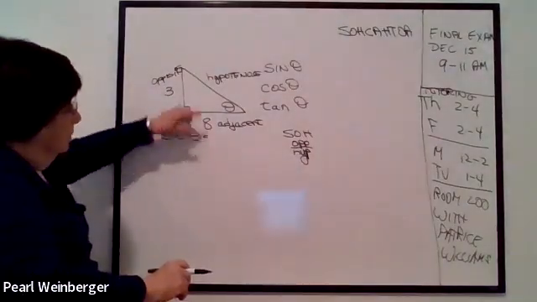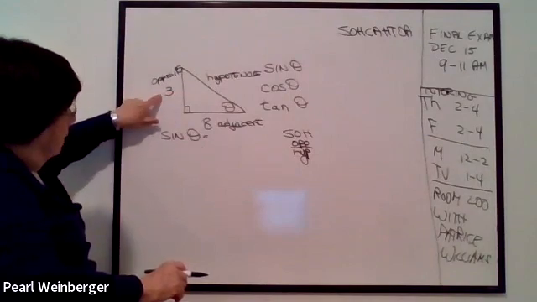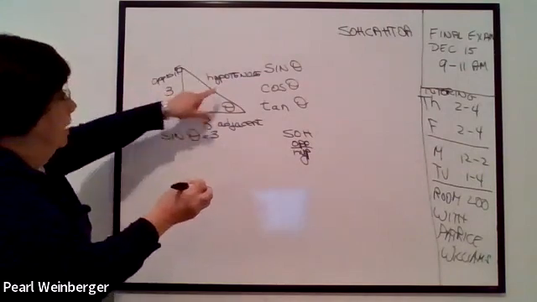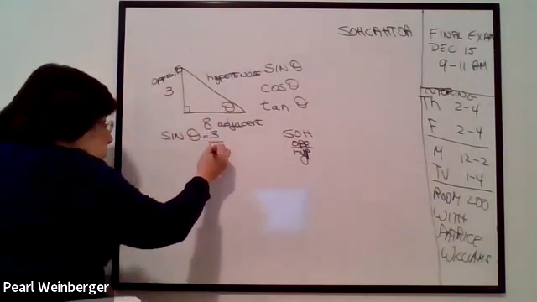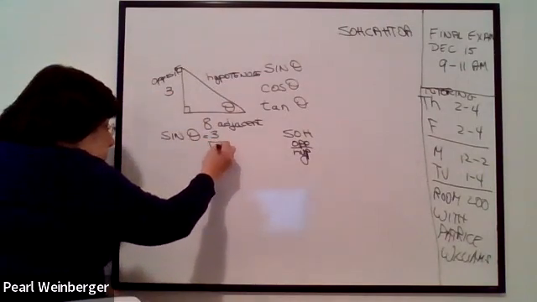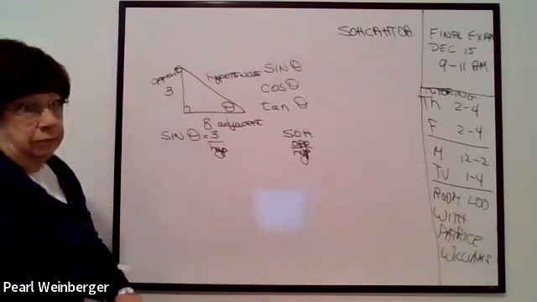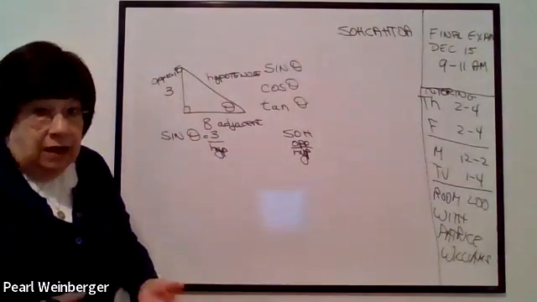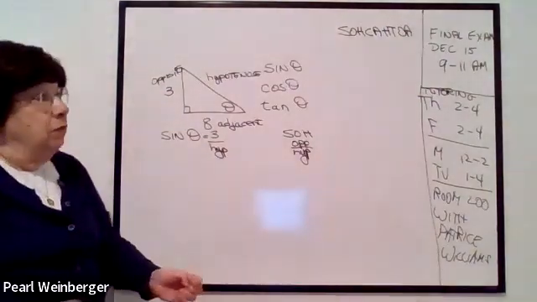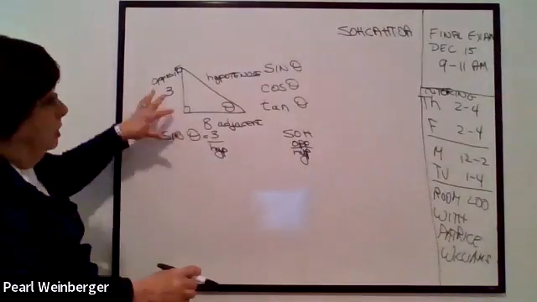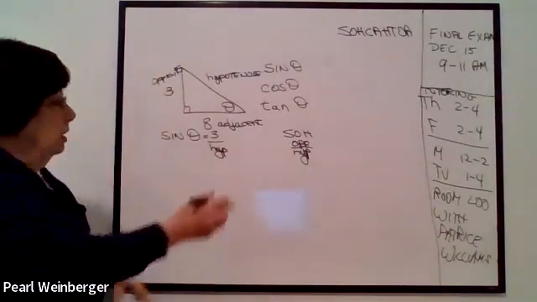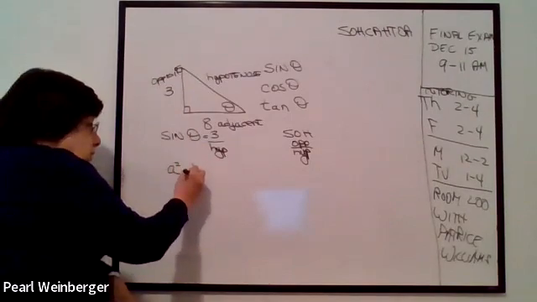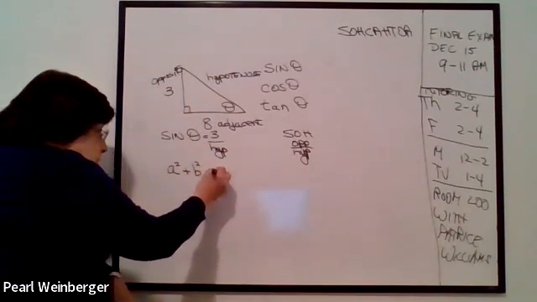So if I want to find the sine of theta, I have to take the opposite side, which I know what it is, which is 3, over the hypotenuse, which I don't know. But if I want to find the sine, I need the hypotenuse. But I remember the very first thing we learned on right triangles is the Pythagorean theorem, a squared plus b squared equals c squared.